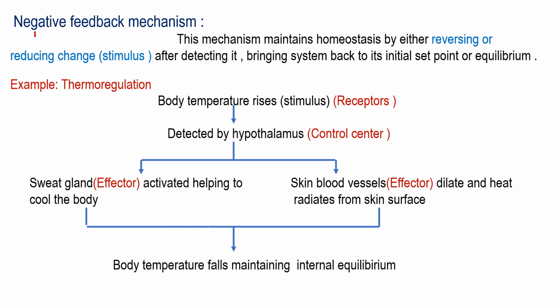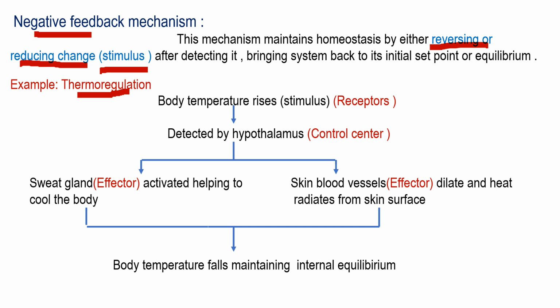Negative feedback mechanism. When a change occurs in the human body that is perceived as a stimulus, then this mechanism maintains an internal equilibrium by either reversing or reducing the change or stimulus. I will explain to you by an example of thermoregulation how this mechanism reverses or reduces the change to maintain an internal equilibrium.